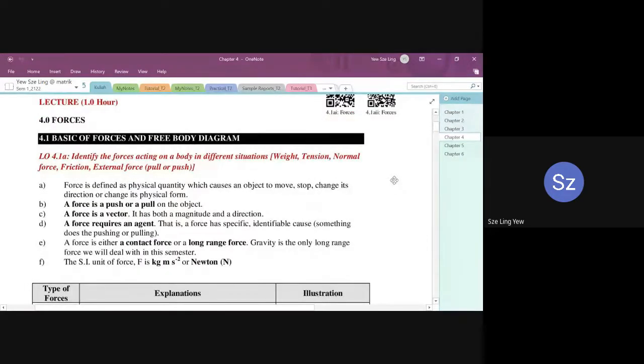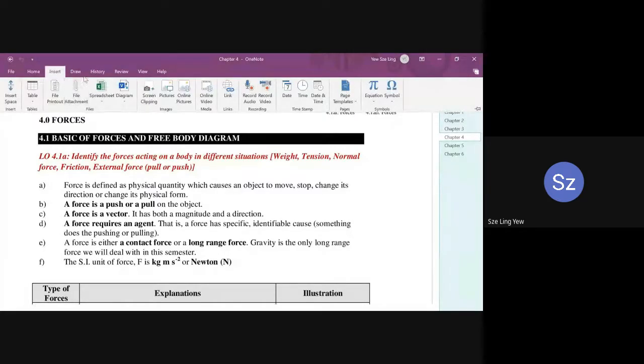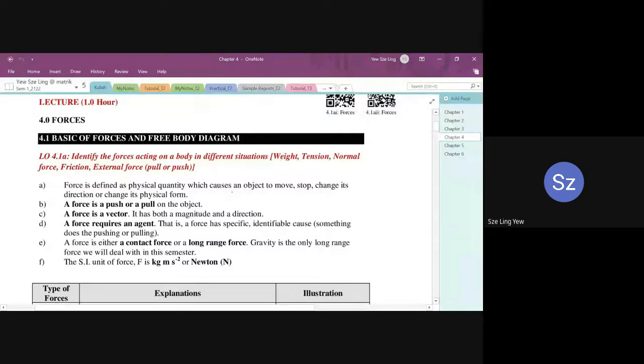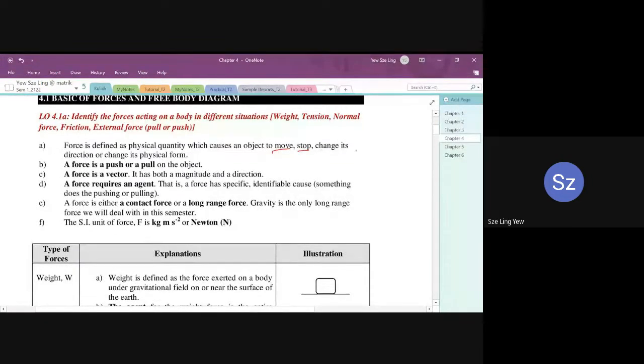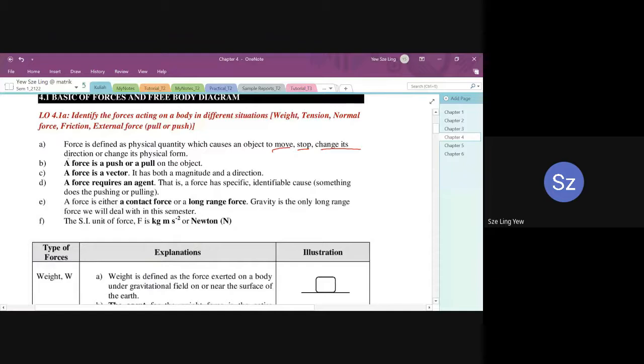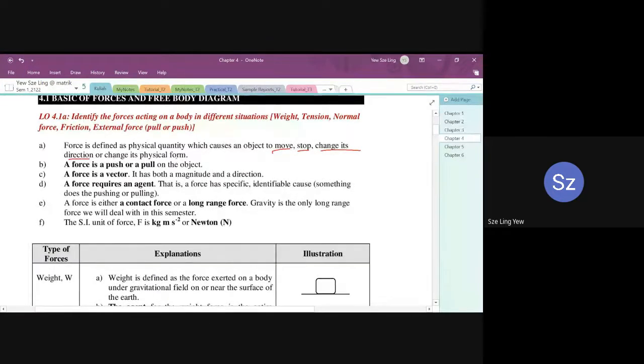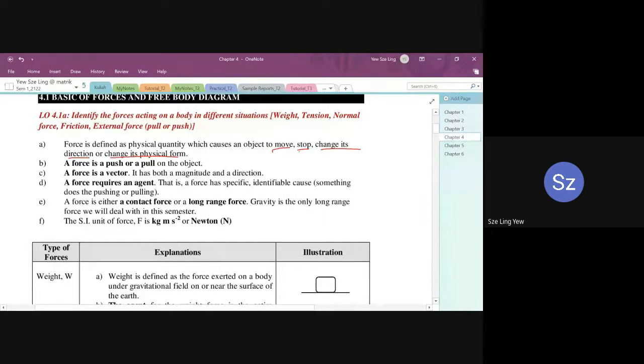4.1 Basics of forces and the free body diagram. So we're going to see how many types of forces there are, and then how we are going to sketch a free body diagram based on the information given. So force is defined as a physical quantity which causes an object to move, to stop, to change its direction, or change its physical form. So anything that can cause these four actions, we call it a force.